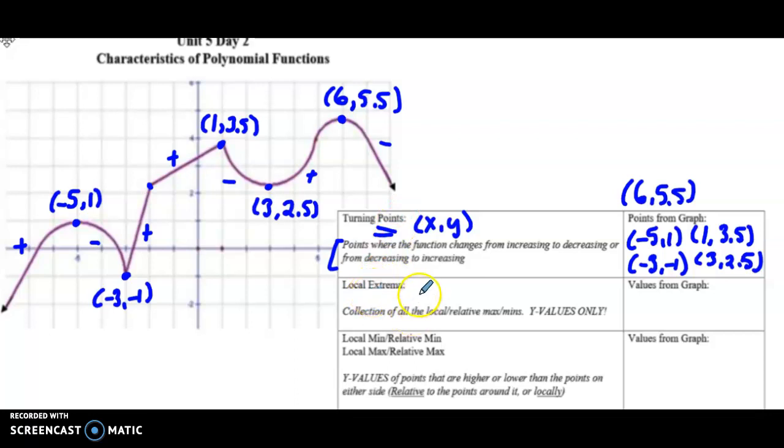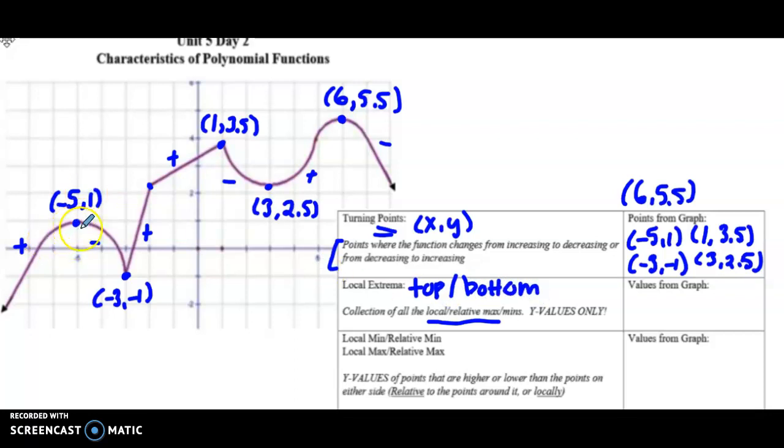Now, local extrema. So local extrema is going to be something called the collection of all the local relative mins and maxes. All right, now if you take a look at this graph right here, this graph is going to go down forever here and down forever here, okay? However, it does have what we call local mins and local maxes. So what that means is they are higher than all the other points around it. So basically what you're looking for here is you're kind of looking for the top of a hill and you're kind of looking for the bottom of a hill, okay?